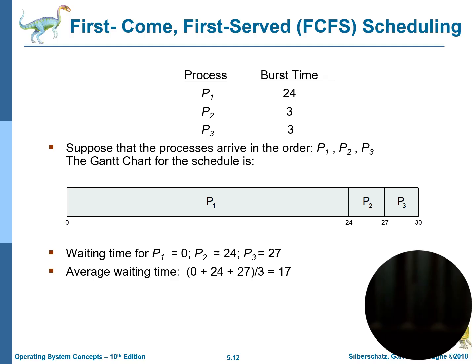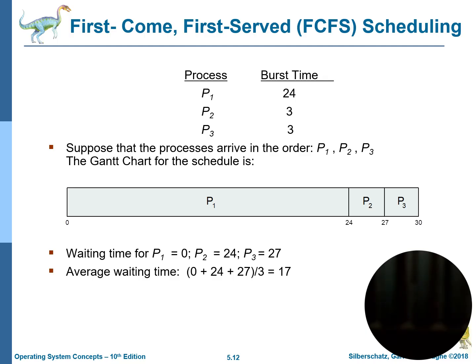Look at an example there. Our first scheduling algorithm, first come, first served scheduling. Look at what is happening. We have processes 1, 2, 3, and the burst time, which means the time it takes to execute a process. Process 1 needs 24 seconds, process 2 needs 3 seconds, process 3 needs 3 seconds. Suppose the processes arrive like that, P1 comes first, P2 comes next, then P3 comes last.